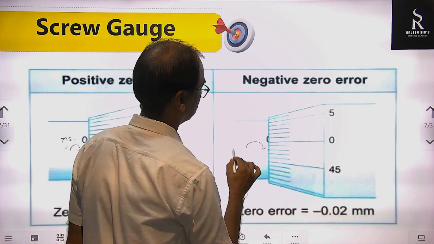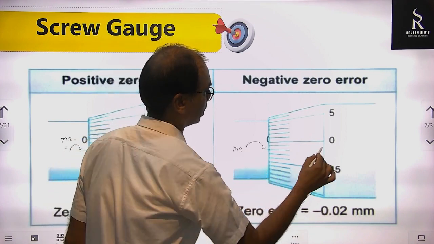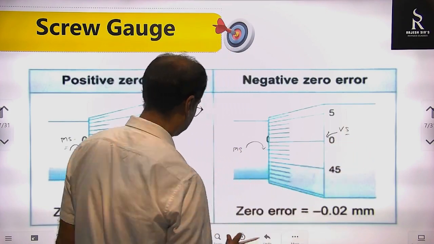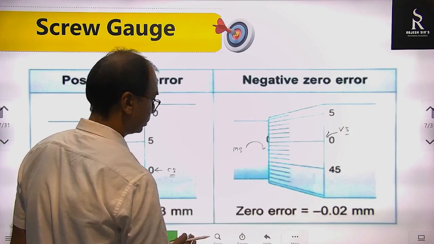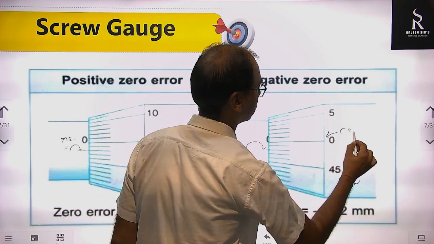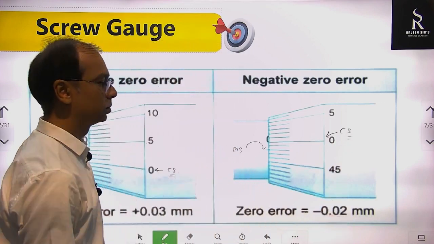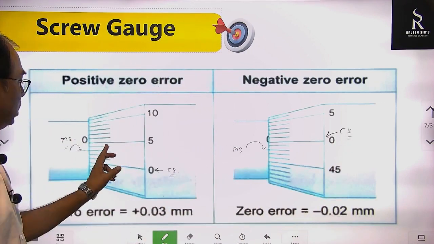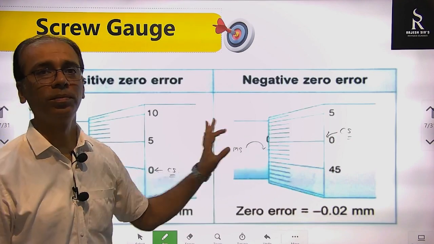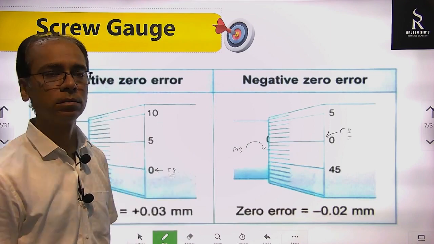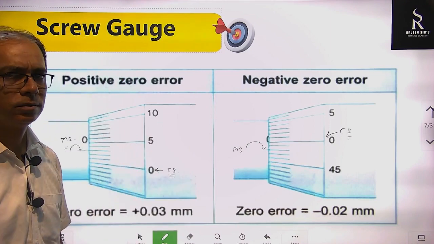Here you see, where is main scale 0? This is circular scale. So circular scale 0 is above main scale 0. Here below, here above. Below means positive, above means negative. How to measure it? You all know that.